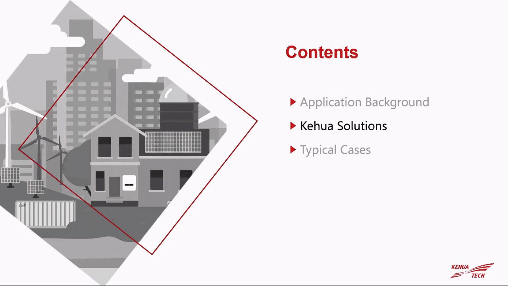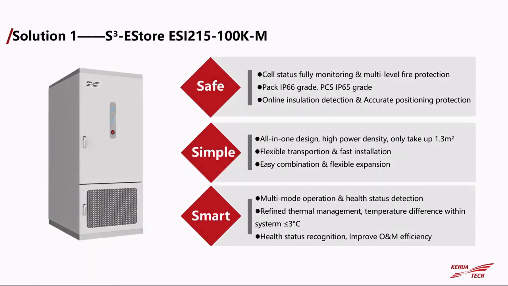And the second part is our Kehua standard solution based on the application. Solution one is our S-Cube eStore product. It's an integrated energy storage system solution. It's a whole cabinet, and there are three major features. It's very important for commercial and industrial application. It's safe, simple, and smart.